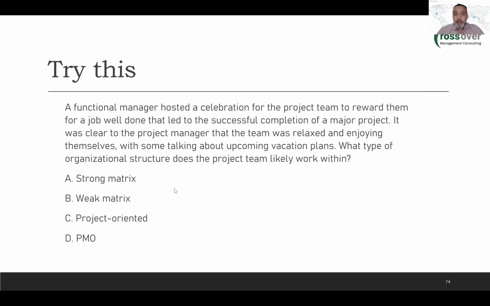A functional manager hosted a celebration for the project team to reward them for a job well done that led to the successful completion of a major project. It was clear to the project manager that the team was relaxed and enjoying themselves, with some talking about upcoming vacation plans. What type of organizational structure does the project team likely work within? What's the structure here? Strong matrix, weak matrix, project-oriented, PMO.